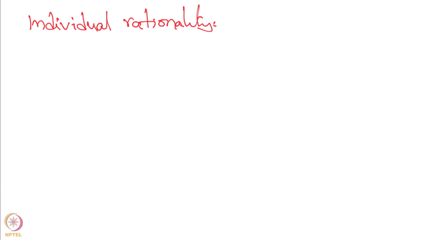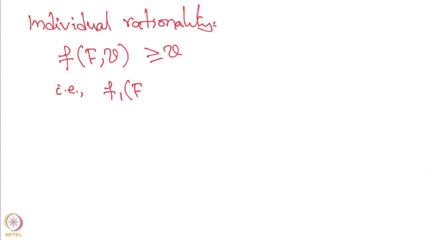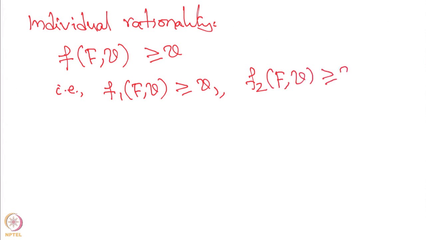So, we will now consider individual rationality. It says that F(v) should be greater than or equal to v. That means F1(v) is bigger than or equal to v1, and F2(v) should be bigger than or equal to v2. This is again natural, because if any player is getting less than the disagreement payoff, they would not like to consider this solution. So this is individually rational. That means each player would like to get at least v1, if not more. So this is the individual rationality axiom. Then the next is scale covariance.